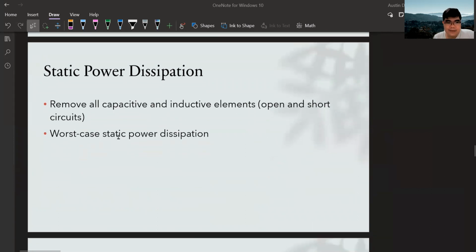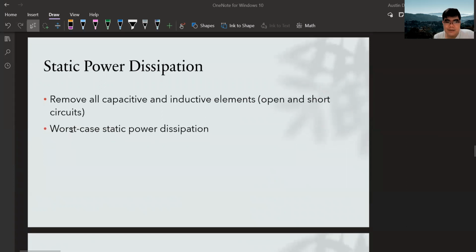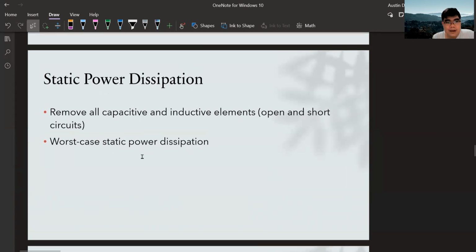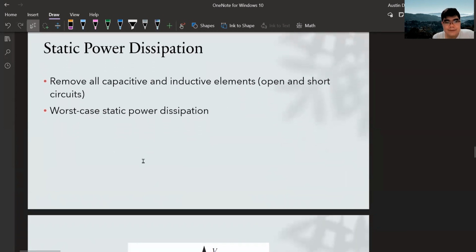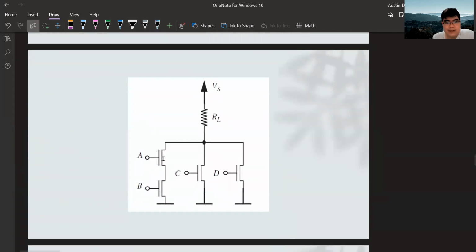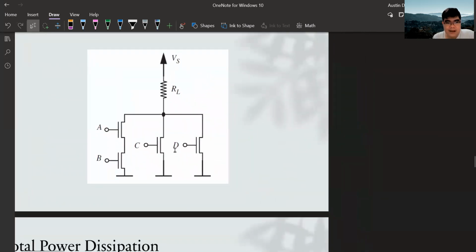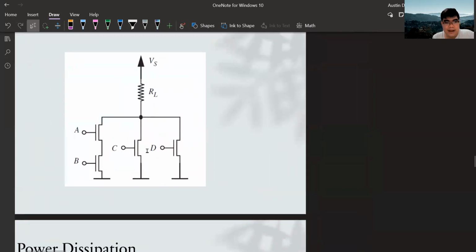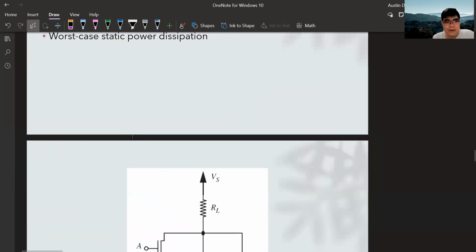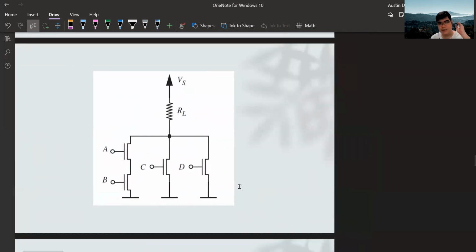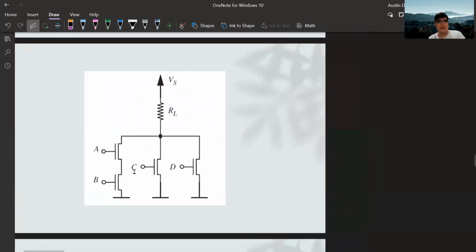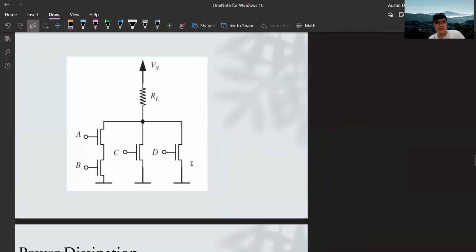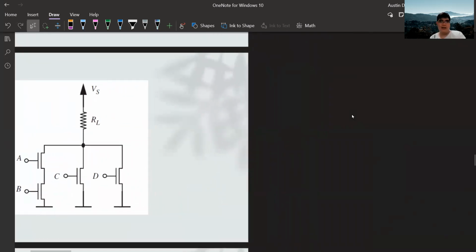Okay? So, worst case static power dissipation. Ibig sabihin lang nito, lahat ng elements mo nag-dissipate ng power. Okay. So, example dito would be this guy. Kung gusto natin kunin yung static power dissipation nito, bubuksan natin lahat ng yung mga MOSFET natin so that meron silang dinidissipate na power. And this is simply static.